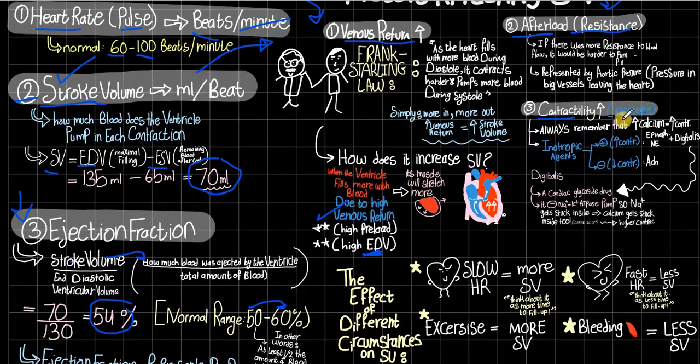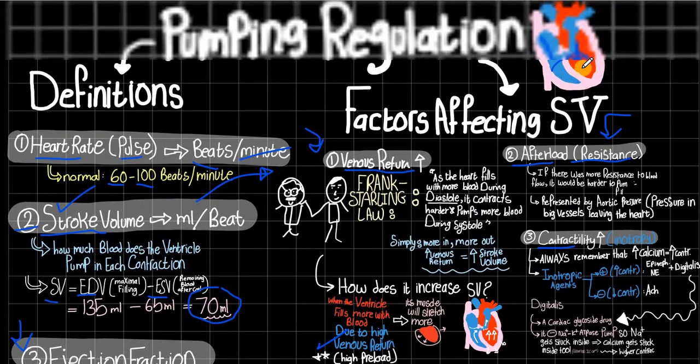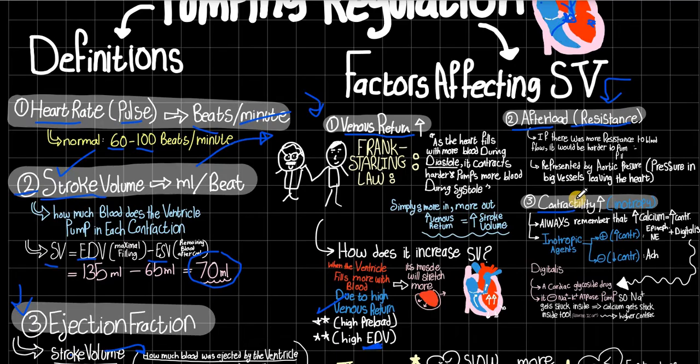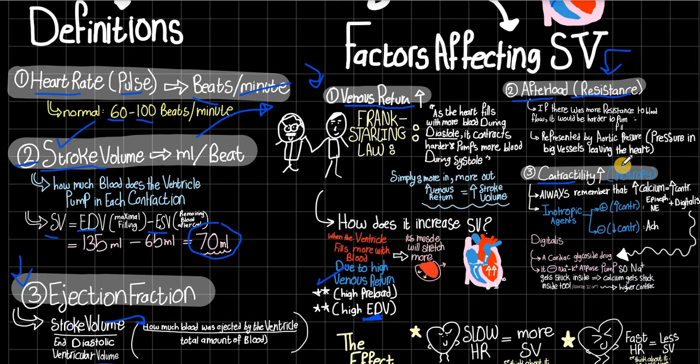The third factor is known as the contractility or the inotropy of the heart, and this one is simple. If the heart muscle contracts more, of course it will pump more blood, and if it pumps more blood, it's going to increase the stroke volume. So higher contractility equals more stroke volume. Another terminology for contractility is the inotropy. So higher inotropy equals higher contractility equals higher stroke volume. Always remember that more calcium equals more contraction.